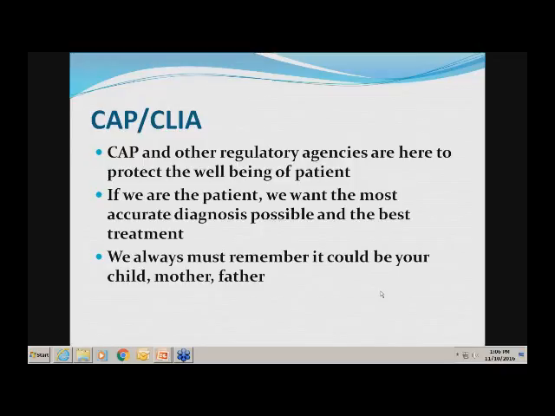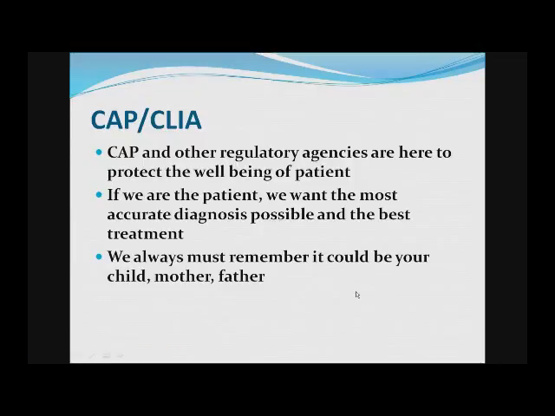But after a few years, CAP became involved, and other regulatory agencies. The reason that we want to do everything by these agencies is that they are here to protect the well-being of the patient. They want to make sure that the patient gets an accurate diagnosis so that the patient can have the most optimal treatment available. And we always have to remember this could be our mother, our father, our child, our brother, or our sister. This really hits home when it is a member of your family and you want that immunohistochemistry to be the best it can be.